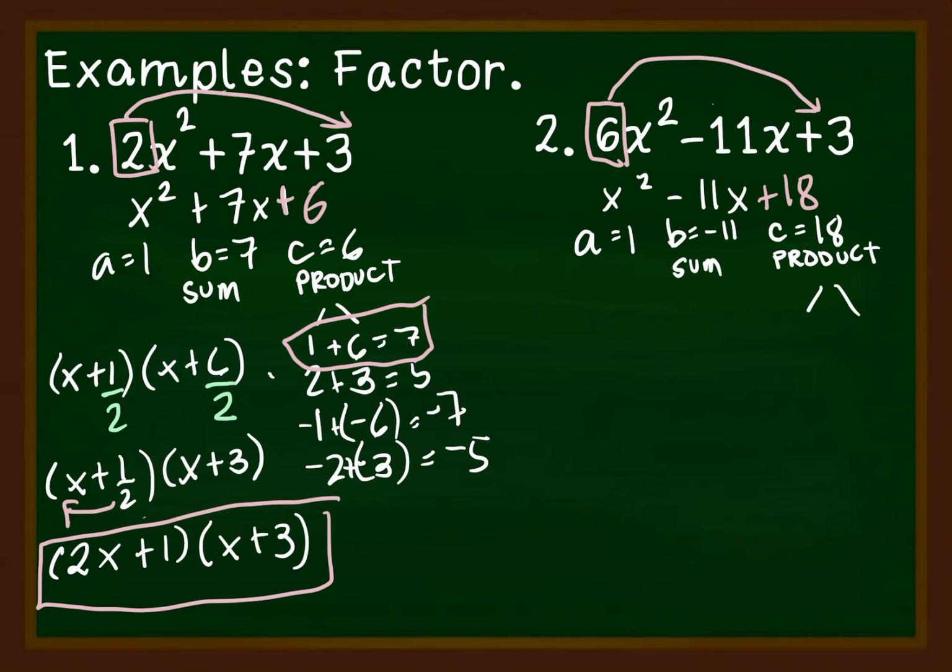Okay, ano ba ang mga factors ng 18? So, we have 1 and 18, 6 and 3, and then we have 9 and 2. Okay? Or pwede din yung negative nila. Negative 1, negative 18, negative 6, negative 3, negative 9, negative 2. And then we add.